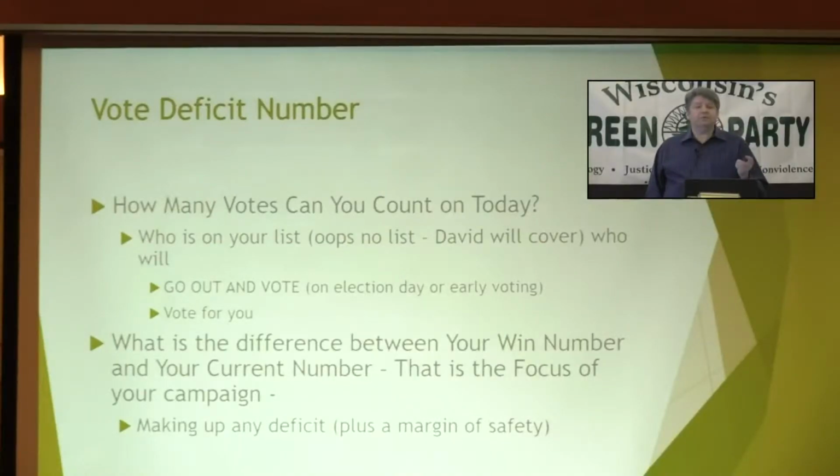So, the next part: once you've figured out what your win number is, now you have to figure out what your deficit number is. Basically, your deficit number is when you say, as of today, how many people can I count on to go out and vote for me? Those two pieces: how many people can I get out to go vote, and that will vote for me?